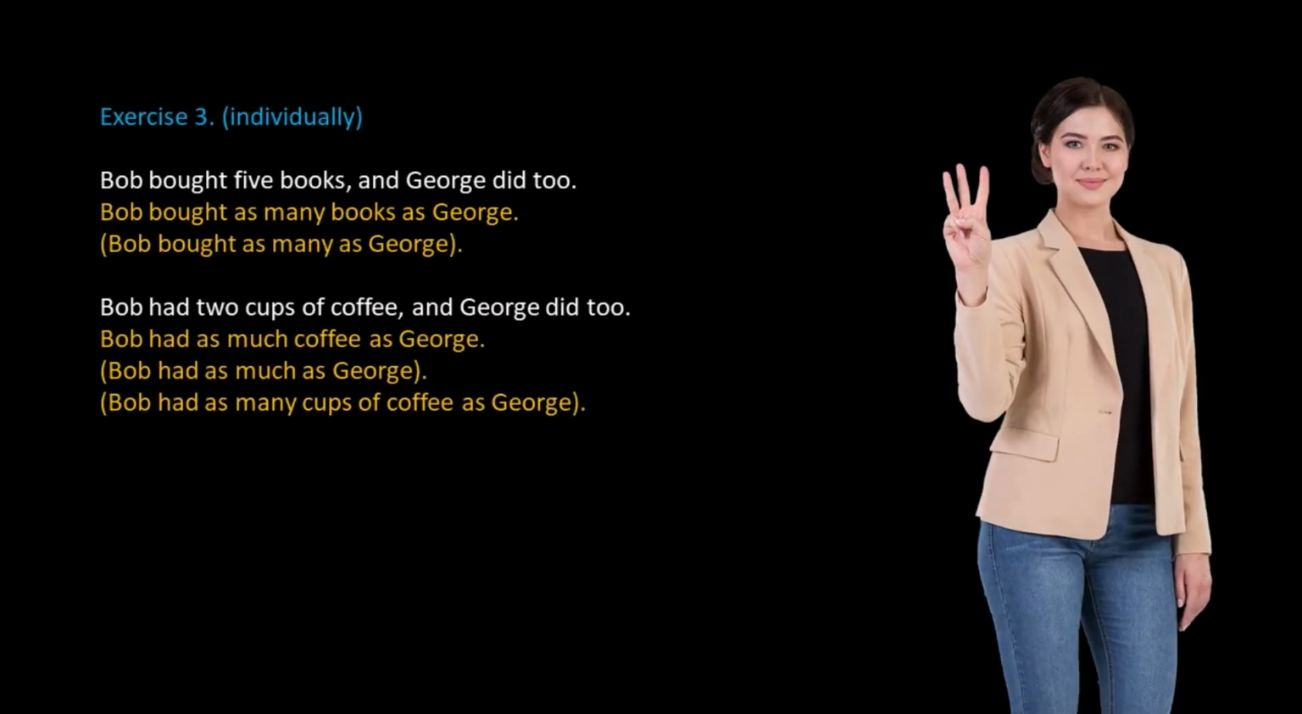Exercise 3. Individually. Bob bought 5 books, and George did 2. Bob bought as many books as George. Bob bought as many as George. Bob had 2 cups of coffee, and George did 2. Bob had as much coffee as George. Bob had as much as George. Bob had as many cups of coffee as George. Now, please do the following exercise. You can pause your video while doing your exercise.